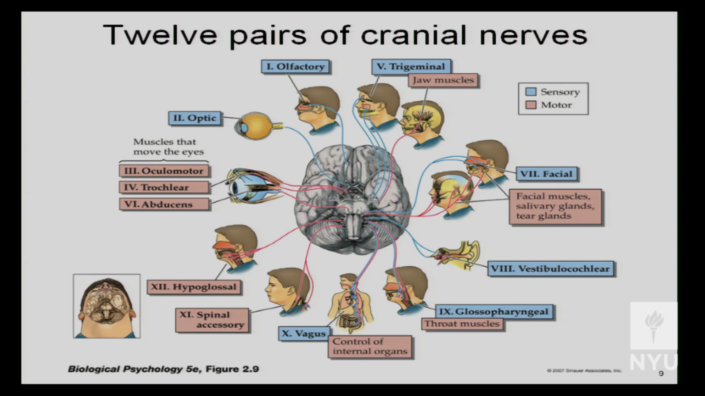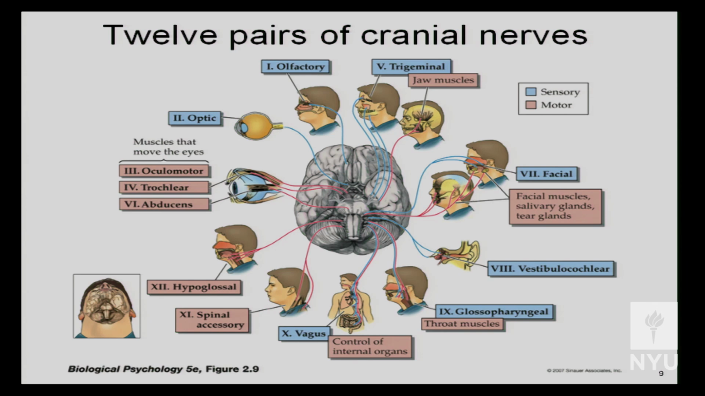Motor inputs to the control of internal organs. We're not talking about voluntary input now. This is involuntary input to and control of internal organs. You can't decide, I'm going to digest right now. This happens internally and non-consciously. And there's sensory input to internal organs as well, through the vagus nerve.